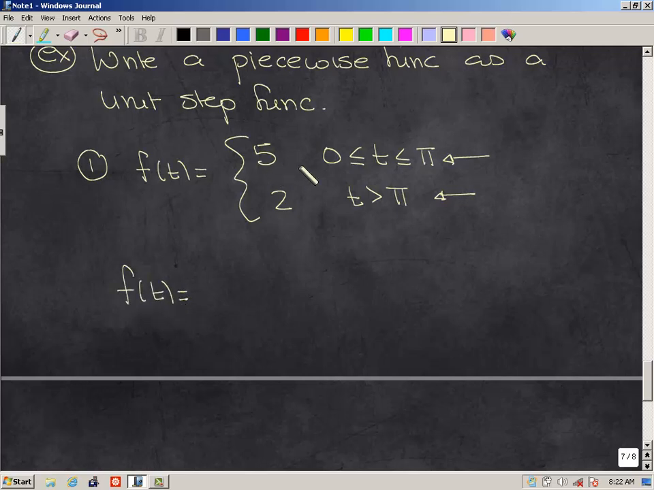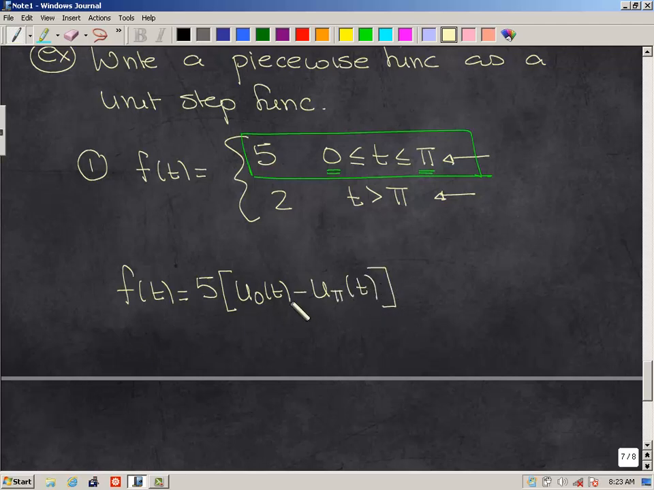Well, let's pay attention just to the first piece. When is this piece 5? Between 0 and pi. That means, think about it, I want this value of f of t to be 5 when t is between 0 and pi. So I want this function to be on between 0 and pi, and everywhere else I want it to be off. When it's on, it's going to take on a value of 1, and if you multiply by 5, it'll give you the value of 5 that you want. So I'm going to write it as 5 times u of 0 of t minus u of pi of t.